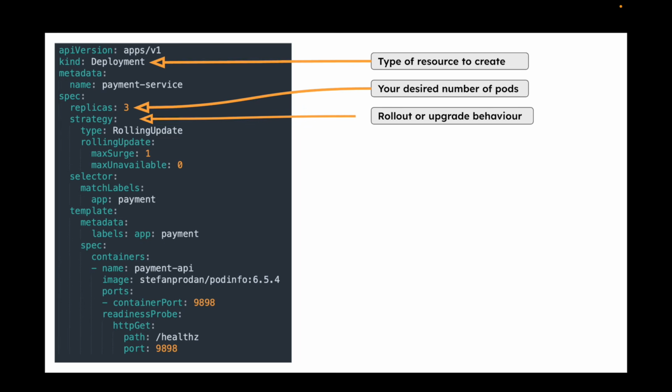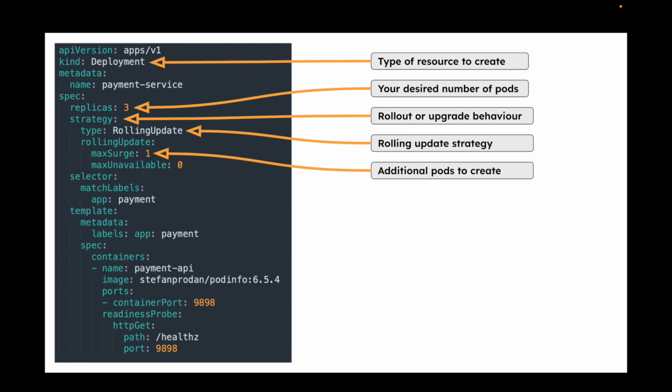Then we have our strategy. Now this is very important in your deployment. This is what we use to control the rollout or the upgrade behavior. In this case, we want to follow the rolling update strategy for the upgrade. What that means is we want one pod to be updated at a time. Then we have maxSurge, and we have set it to 1. We use this to tell our deployment how many additional pods can be created during the deployment. In this case, one new pod will be created and then the old pod will be deleted. So basically, create one additional pod and then delete the old pod.